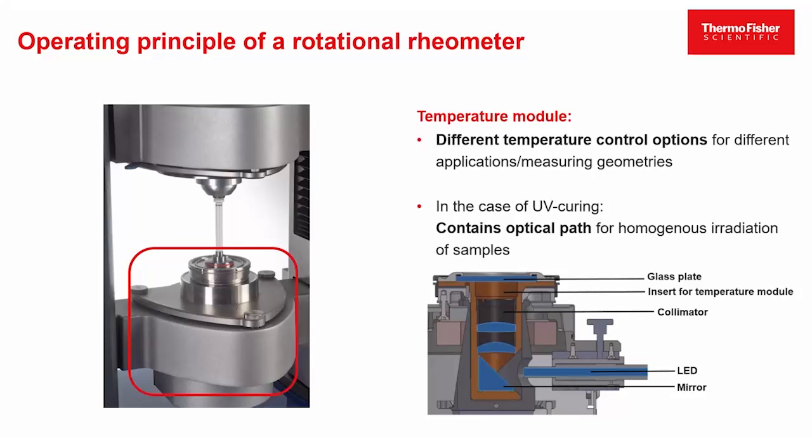Using the collimator unit, homogeneous UV light intensity can be generated throughout the entire sample diameter. This way, the sample is illuminated in a defined and homogeneous way. As the cured samples stick quite well to the surface of the measuring geometries, we highly recommend to use disposable plates that can be disposed of after the measurement, which is also quite often used by our customers when performing UV light-induced curing experiments.